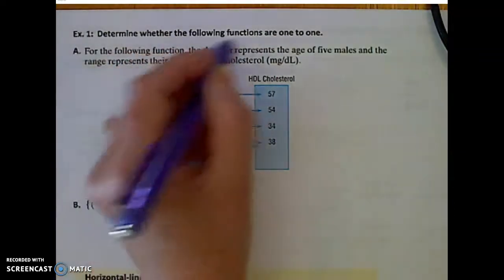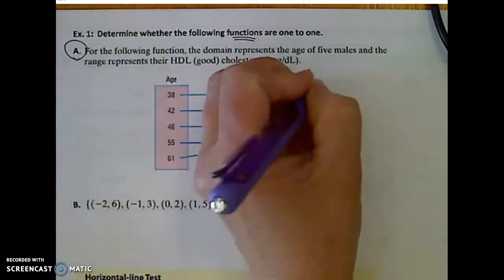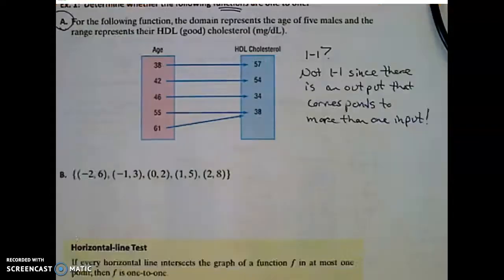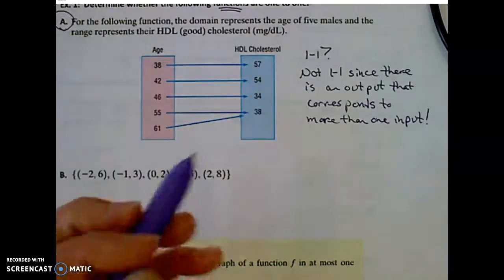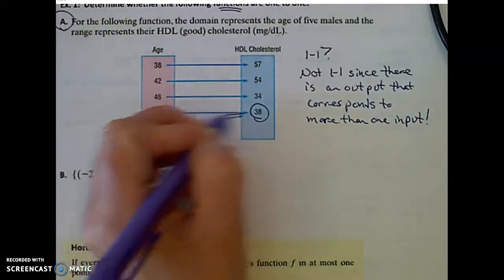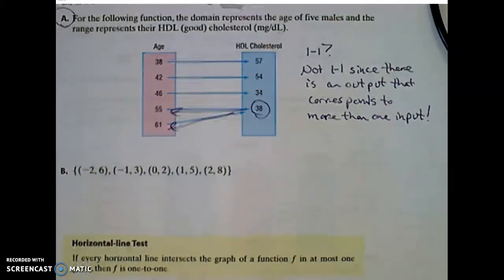Now these are functions. Determine if this first function is a one-to-one function. So the question is, is this function one-to-one? Pause and think about that. Okay, thanks for looking. This is not a one-to-one function because I can find an output that corresponds to more than one input. Going the other way, it is not a one-to-one function.